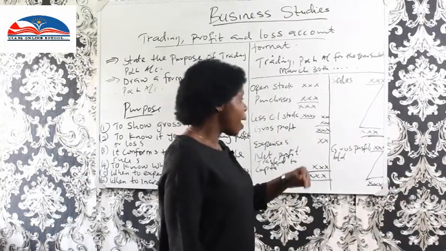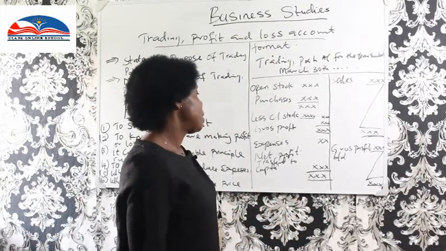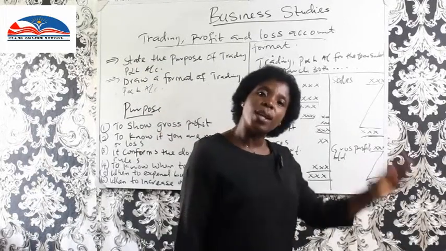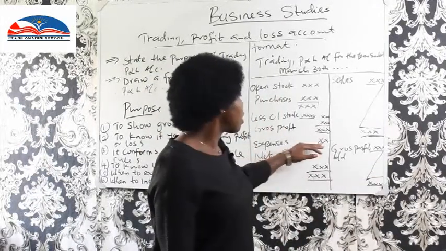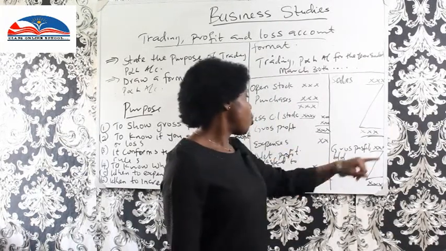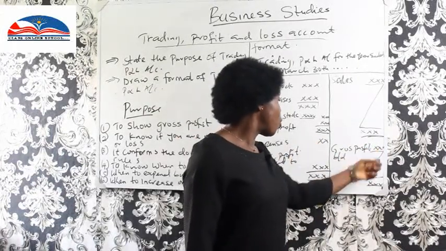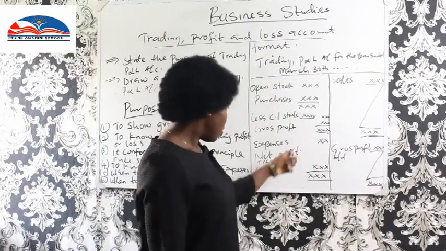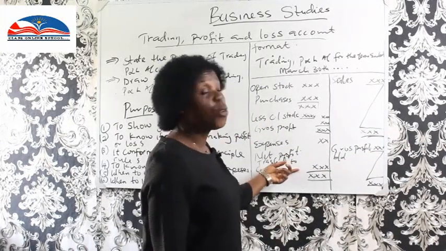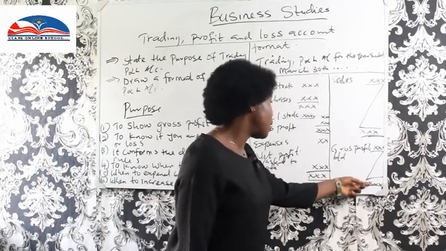Now we want to come and know the real profit we have made. What is our net profit? That is the profit you made after all expenditures. So you have brought out all your expenses. Now you are going to minus. After you minus all expenses from the gross profit you have made, that will give you your net profit. And this net profit is what you're going to bring down.